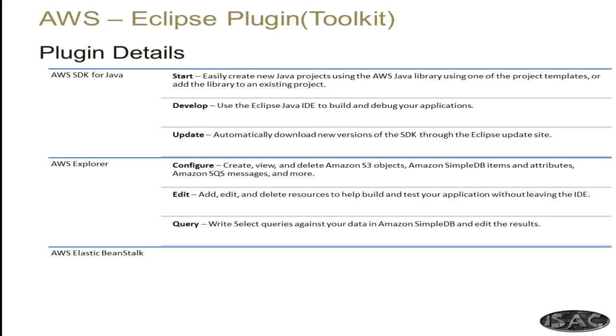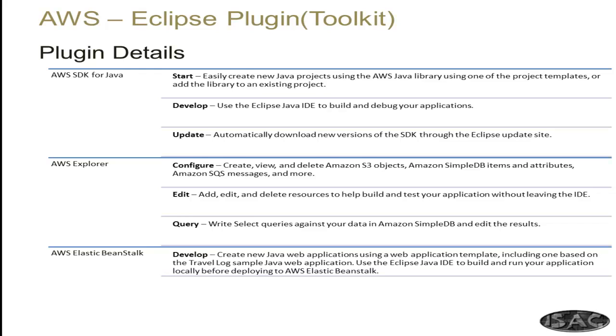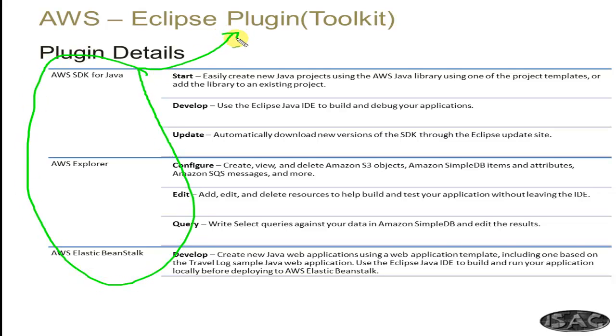You can add, edit and delete resources to help build and test your application without leaving the IDE. So these are the AWS Explorer, AWS SDK and AWS Elastic Beanstalk. All of these three have been provided in the Eclipse plugin. So that is the good part about the AWS Eclipse plugin or toolkit. You can use just the SDK, or just the Explorer, but when you download and configure the Eclipse plugin, it will let you use all of these three and it makes your development much easier.